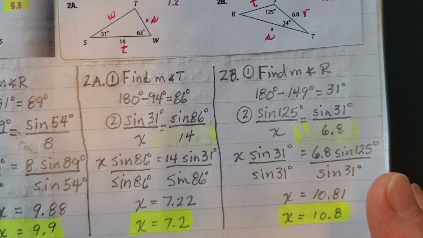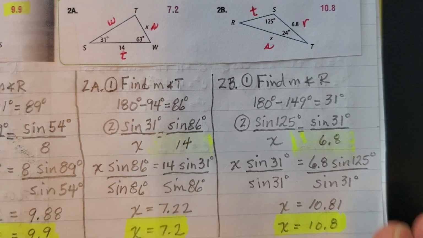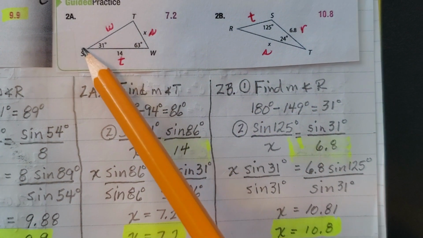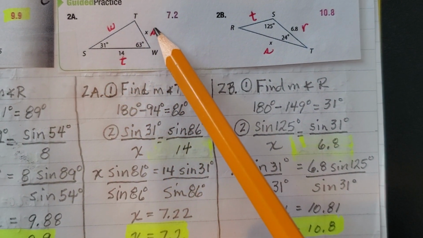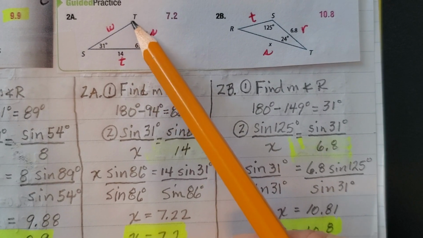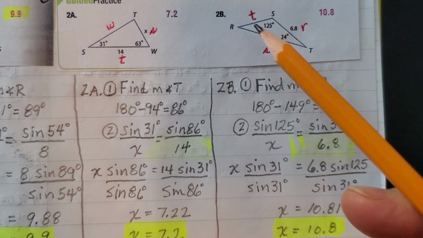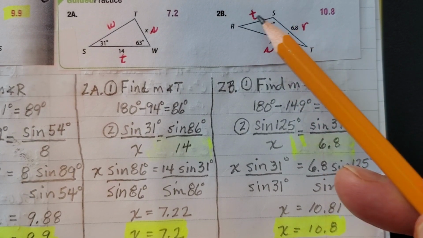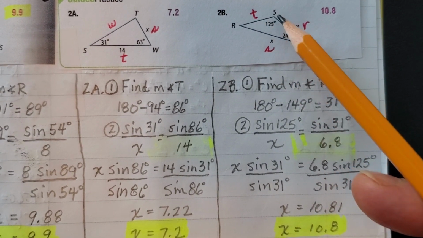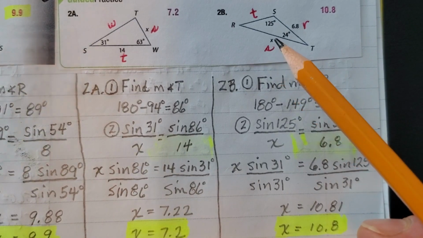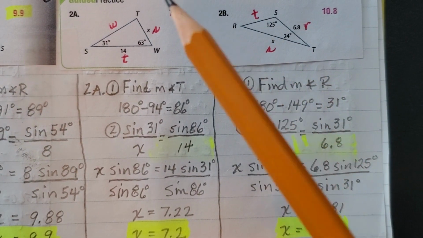All right, with that said, let's try these two problems down here. So I'm going to slide down. Hopefully I can get them all in. The first thing I did is label big S, little s across; big T, big W, little w. Same thing here: big R, little r; big T, big S, little s. Label the sides of your triangles first.